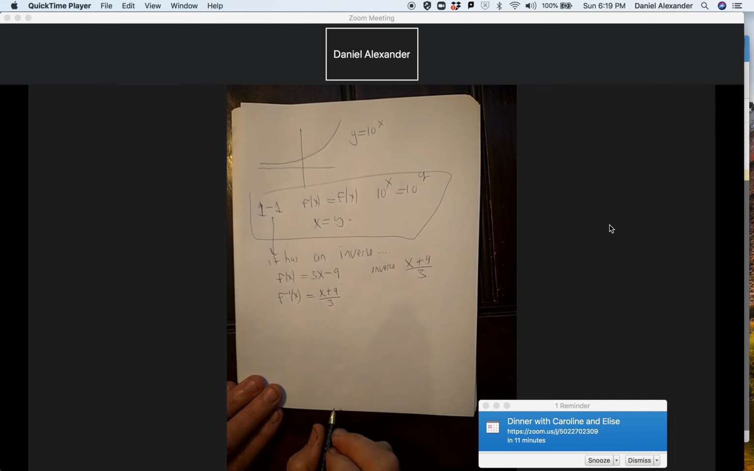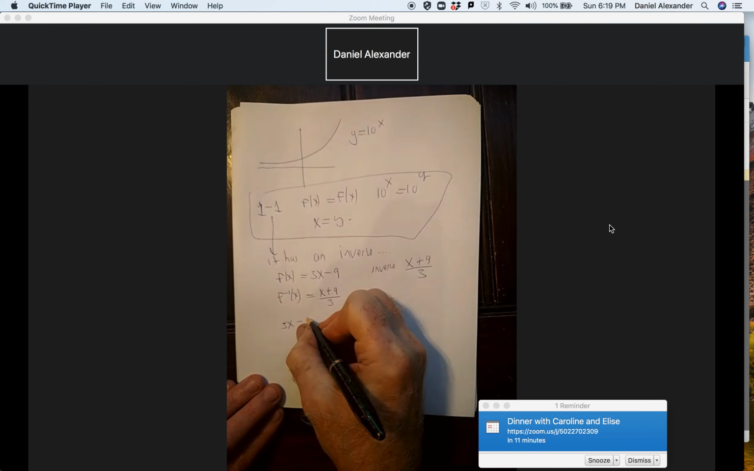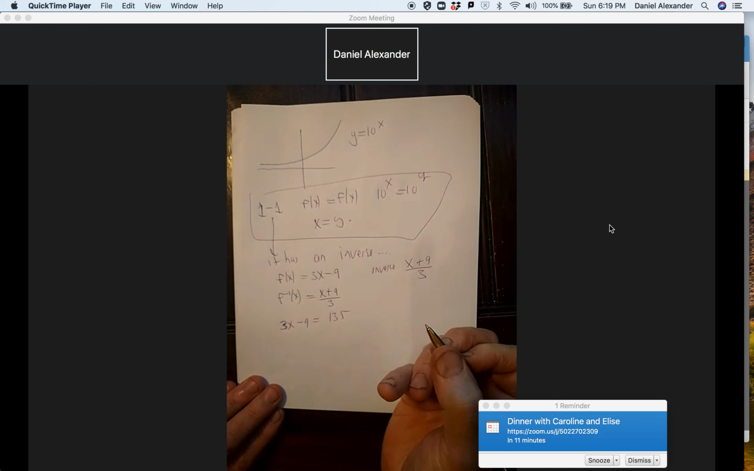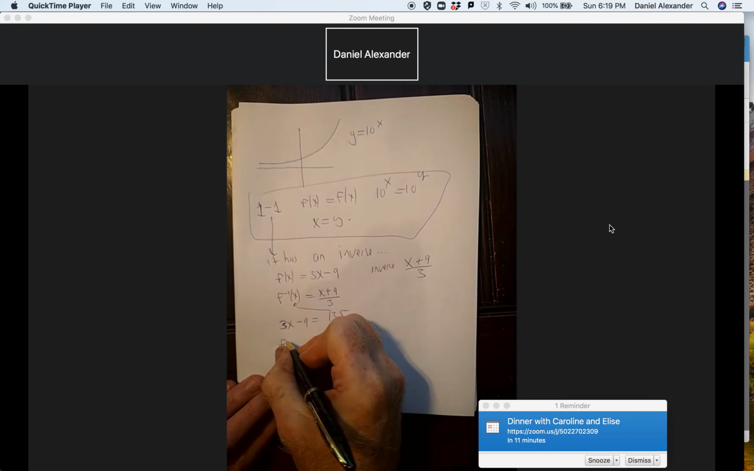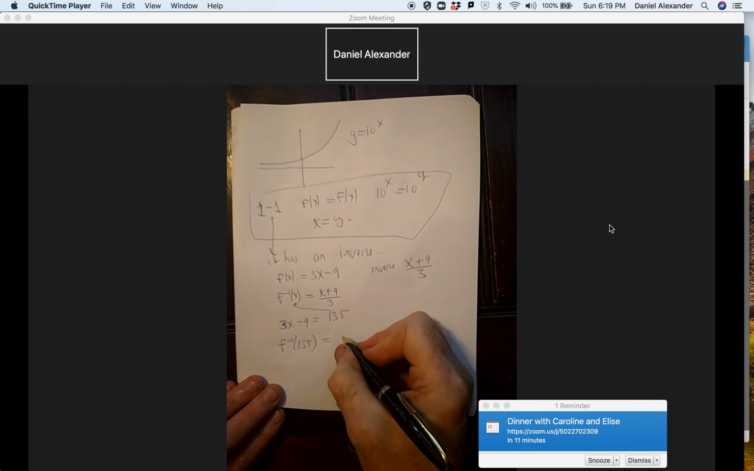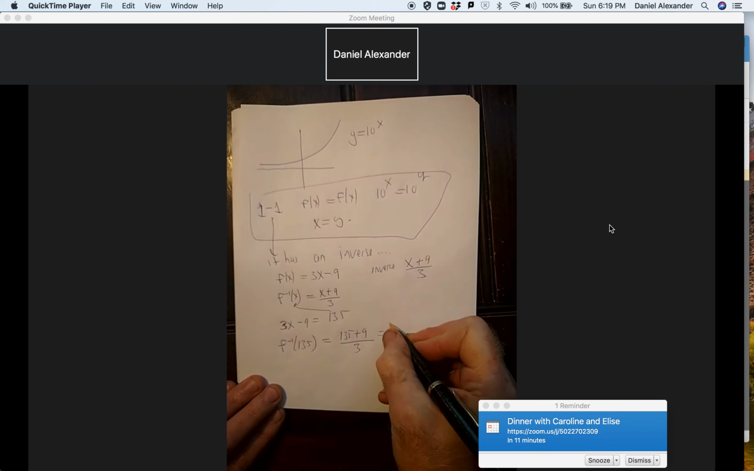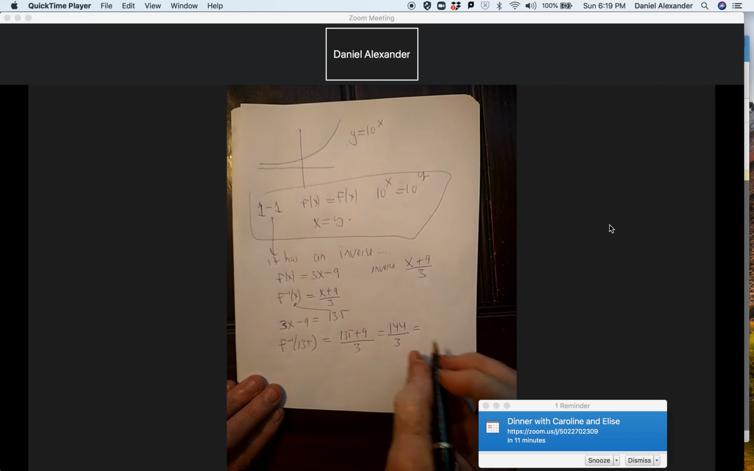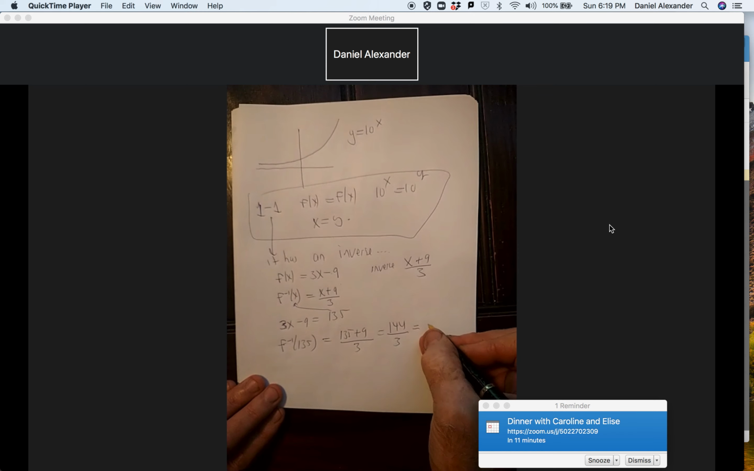If we wanted to solve 3x minus 9 equals 135, we could do it directly, but we could also just plug this number into the inverse. That will give us the solution. Let's see what happens. We get 135 plus 9 over 3. That's 144 over 3, which is equal to 48.